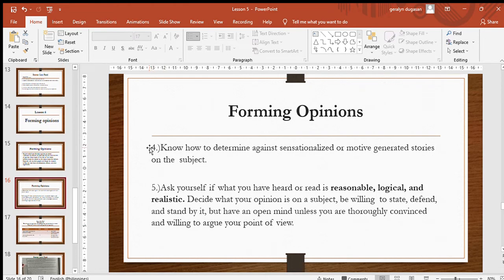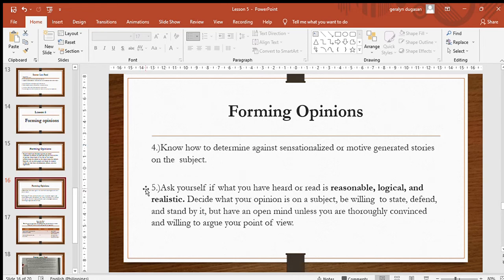You may also talk about the issue or subject with your friends, often share your view about many social or local issues, and if they have formed a solid opinion, they may have reasons for what they believe which will help you form your own. Just make sure that you know how to determine against sensationalized or motive generated stories on the subject.